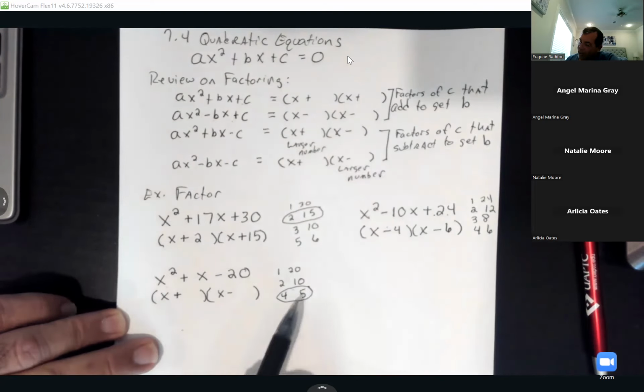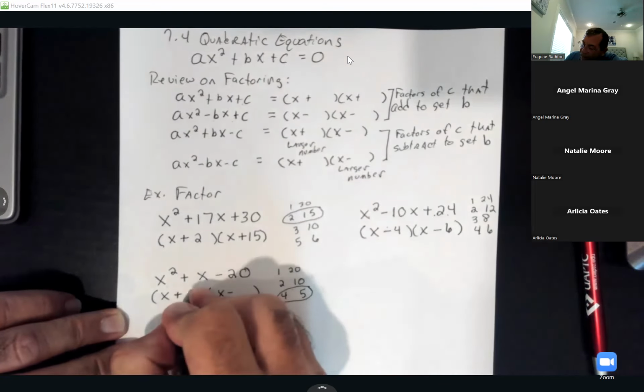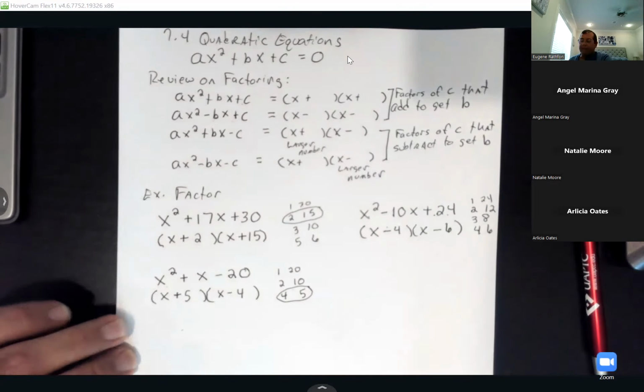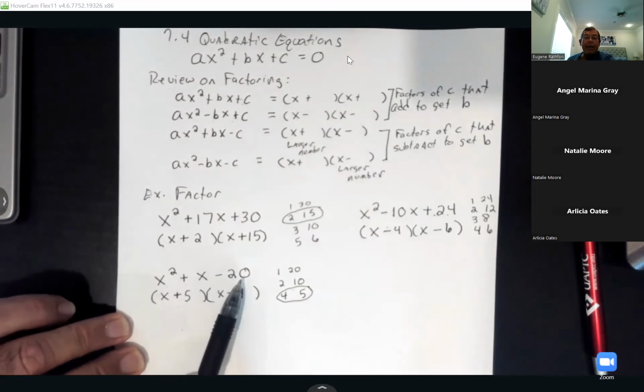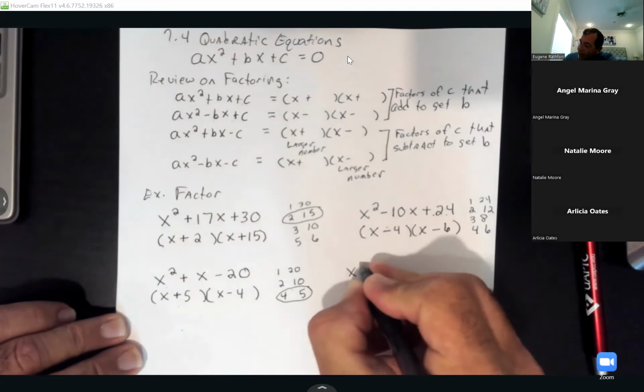Now here's a trick. The larger of these two factors has to have the same sign as that middle number. So since that middle number is positive, the 5 will be positive, the 4 will be negative. So if you add this, 5 and negative 4 equal 1. 5 times negative 4 equals negative 20. All right, y'all, one more.